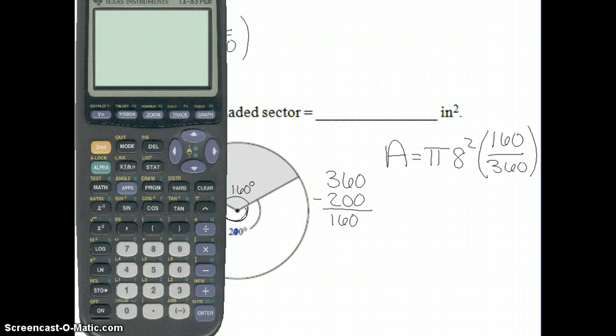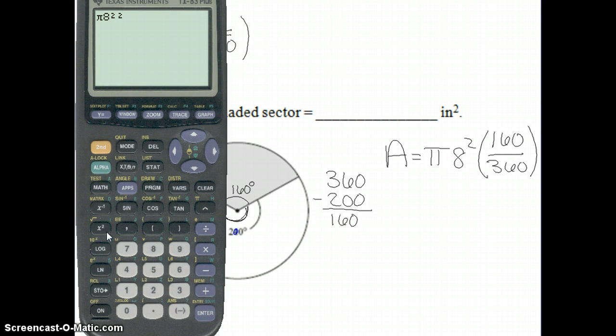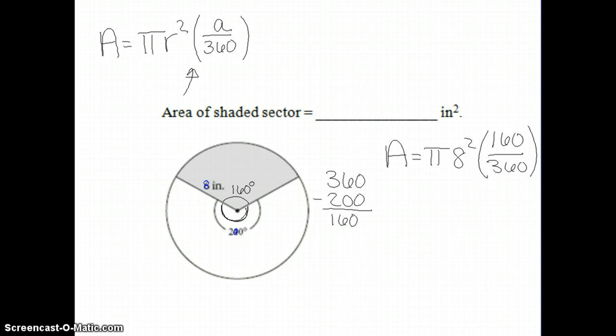So now we're just going to take our calculator and plug in our formula. So pi 8 squared times 160 divided by 360. And we get 89.4. So we know that the area of the sector is 89.4 inches squared.